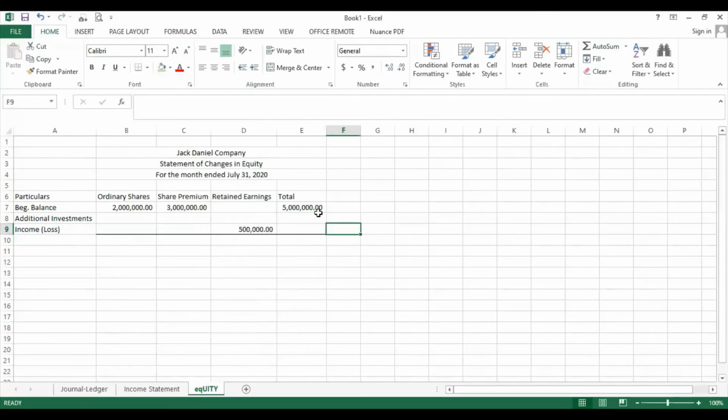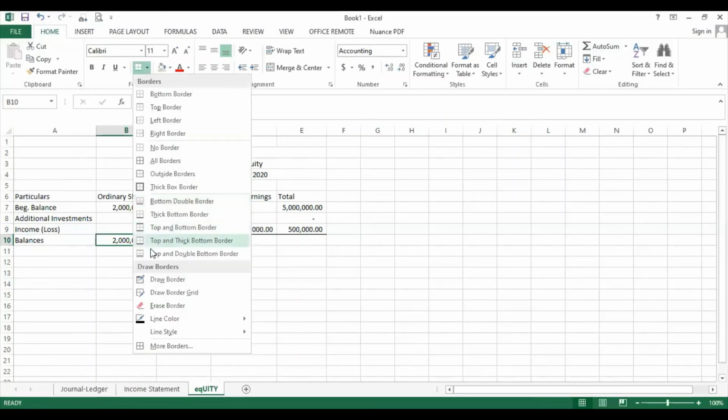So we will format bottom border. We will copy this total bottom border. So we have now balances at year end. So you can click auto sum, and double rule top and double bottom border.